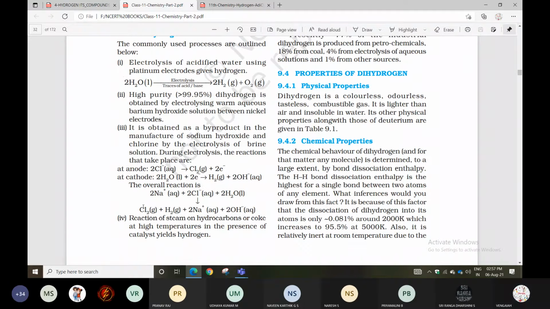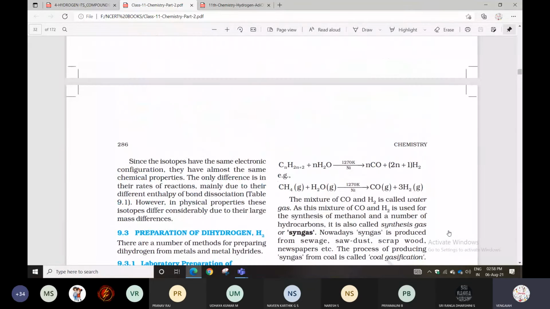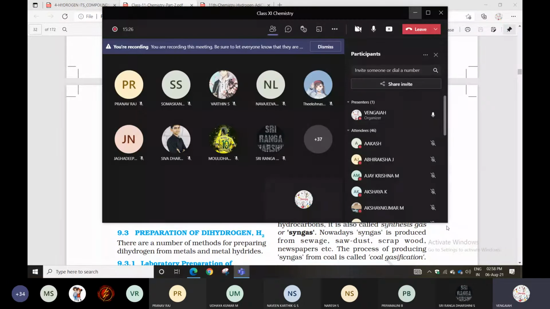Next one is the reaction of steam on hydrocarbons or coke at high temperature in the presence of a catalyst. You can get dihydrogen. They gave alkanes, alkenes or alkynes. You can take any hydrocarbons, carbon compounds: alkanes, alkenes, alkynes.